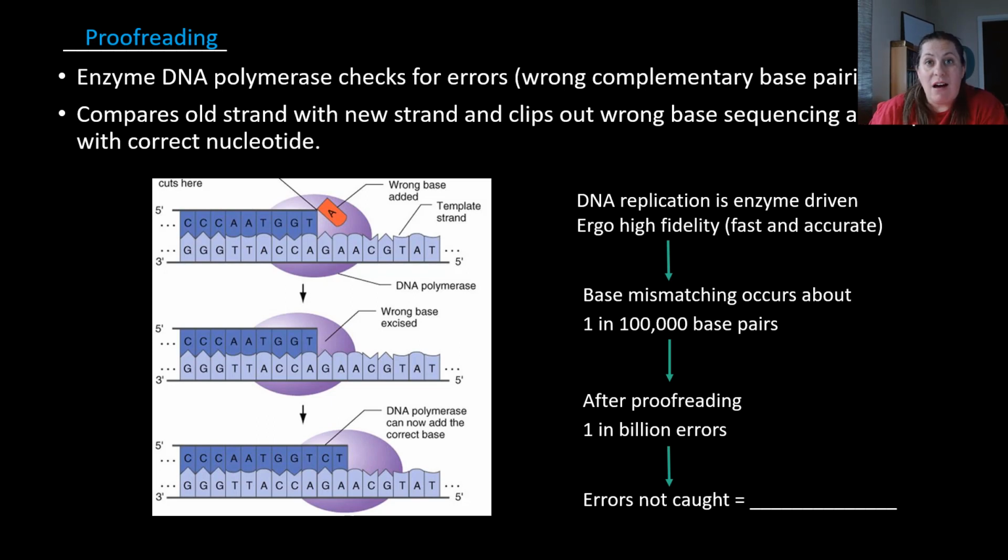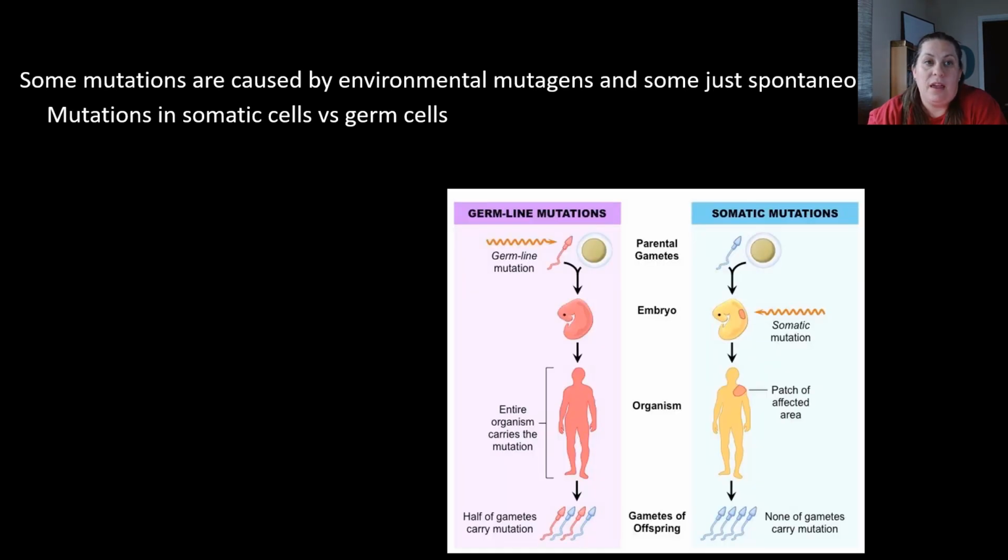Errors that are not caught, we call those mutations. So if the errors are not caught, we eventually call those mutations. Now guys, some mutations are caused by environmental mutagens, meaning like your environment helps mutate your DNA in your cells. And some are just spontaneous, meaning they just happen and it's nothing we could have done to stop it.